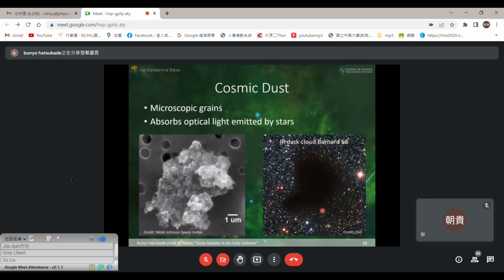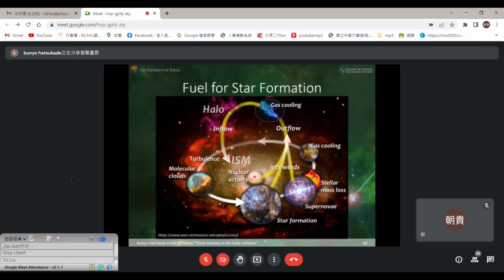So dust is very important because it is a fuel for star formation. This is a schematic picture of the life cycle of stars in the universe. Stars are born from the molecular cloud where molecular gas and dust are distributed, and this material condenses and collapses into a small object, which then becomes a star.